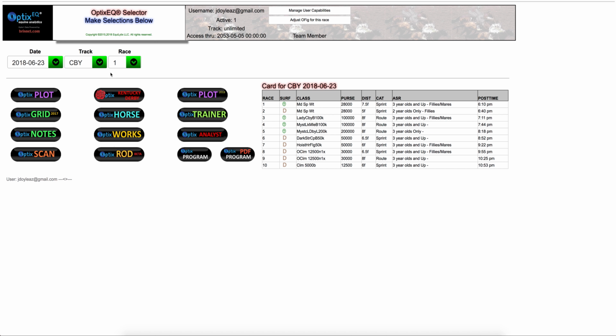And the way I picked this race, and I've shown this before on videos, is I used OptixScan. I went and I found a race that I thought would have a lot of high speed ratings. That's basically what I looked for. And it's the 4th race. It's the Mystic Lake Mile. I'm going to bring up the plot so everyone can see.